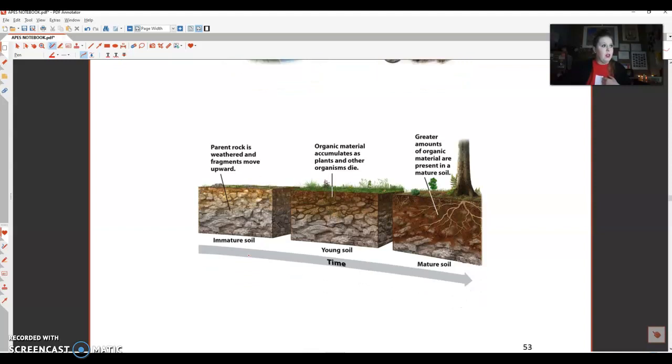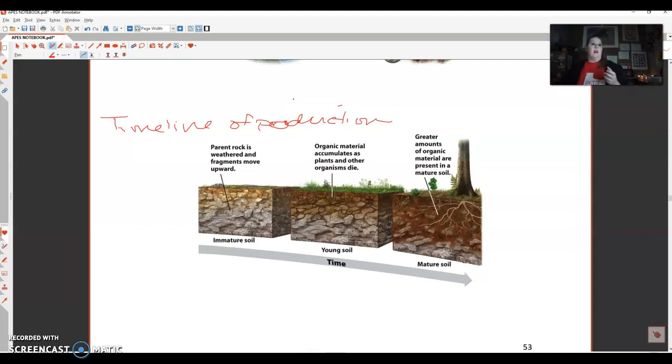Okay. So this right here is basically how long it takes for soil to be produced. So we are going to call this our timeline of production. I'm sorry, y'all, this writing is awful. Oh, man. Okay. So it's a timeline of production.